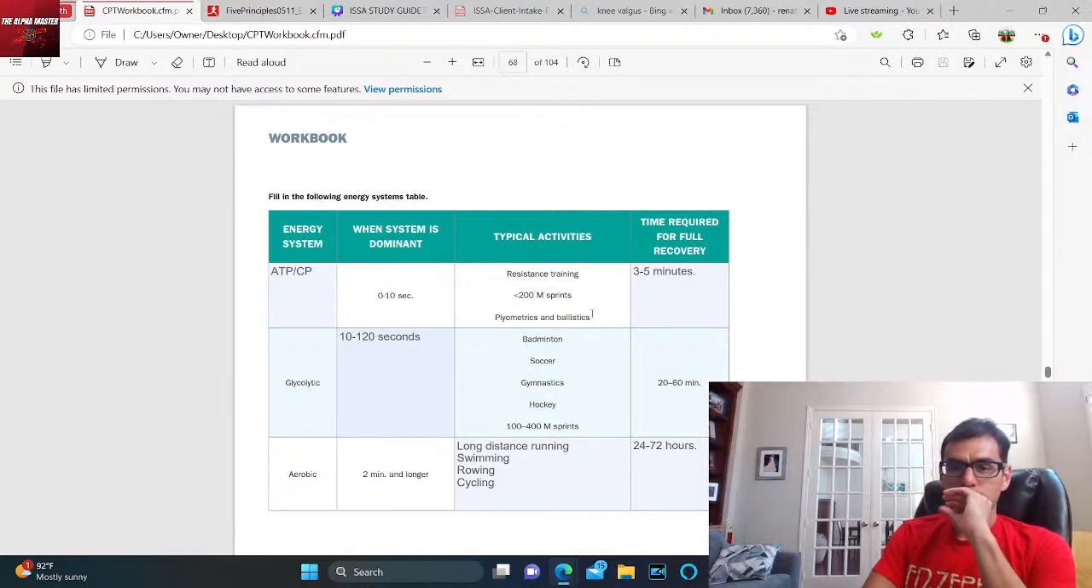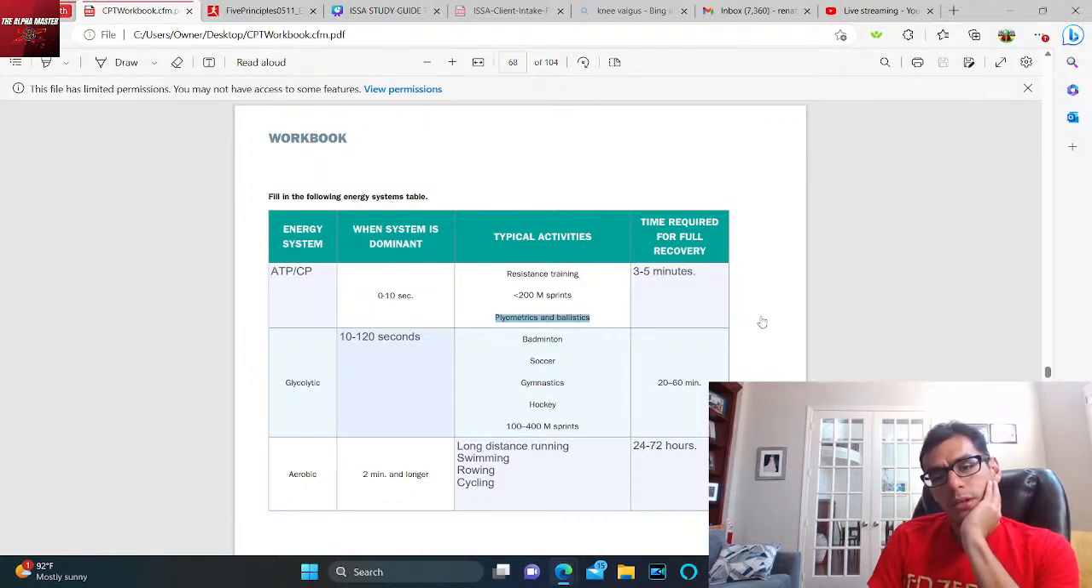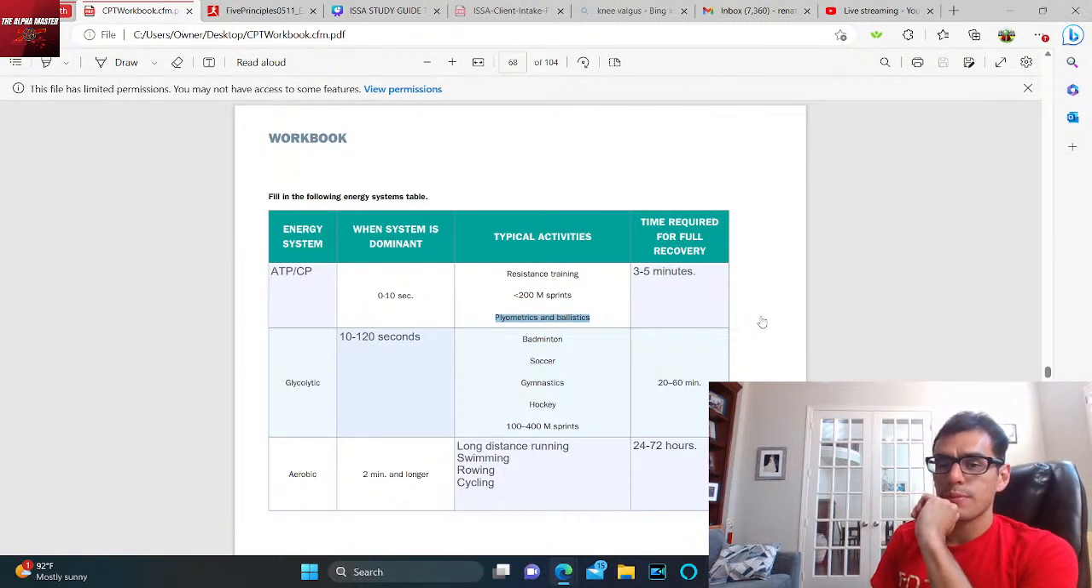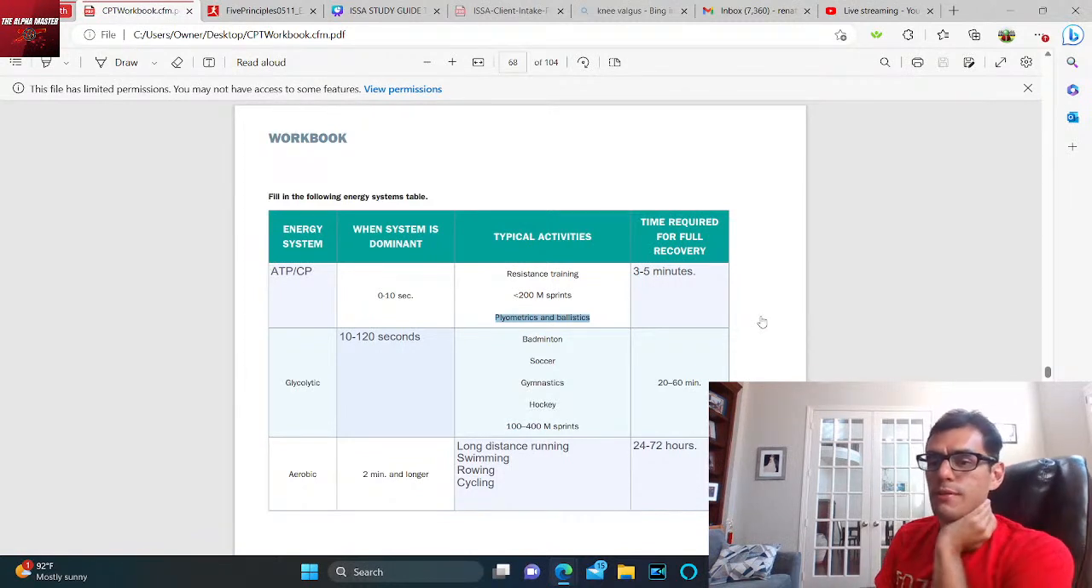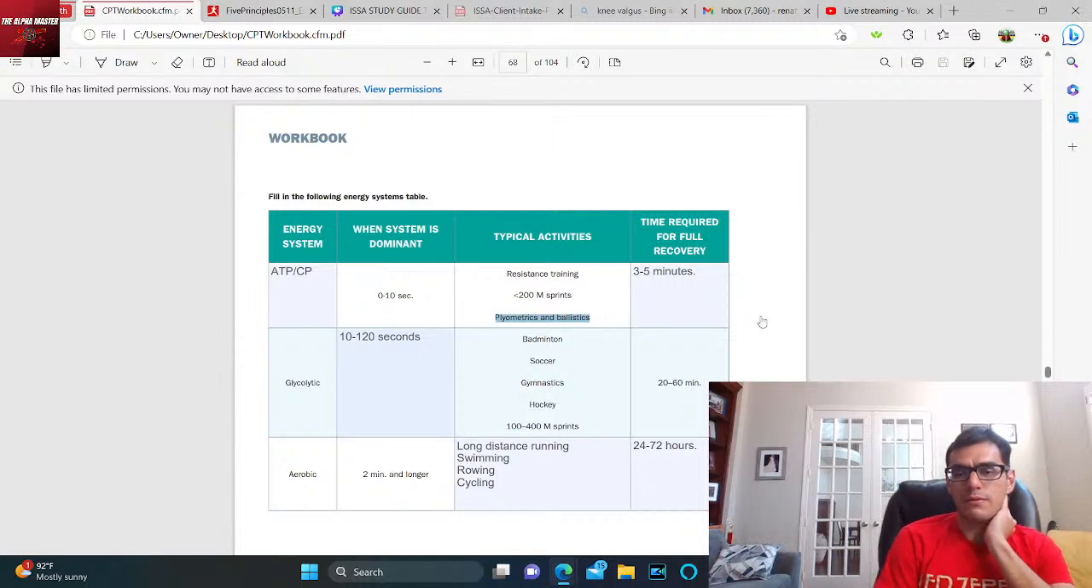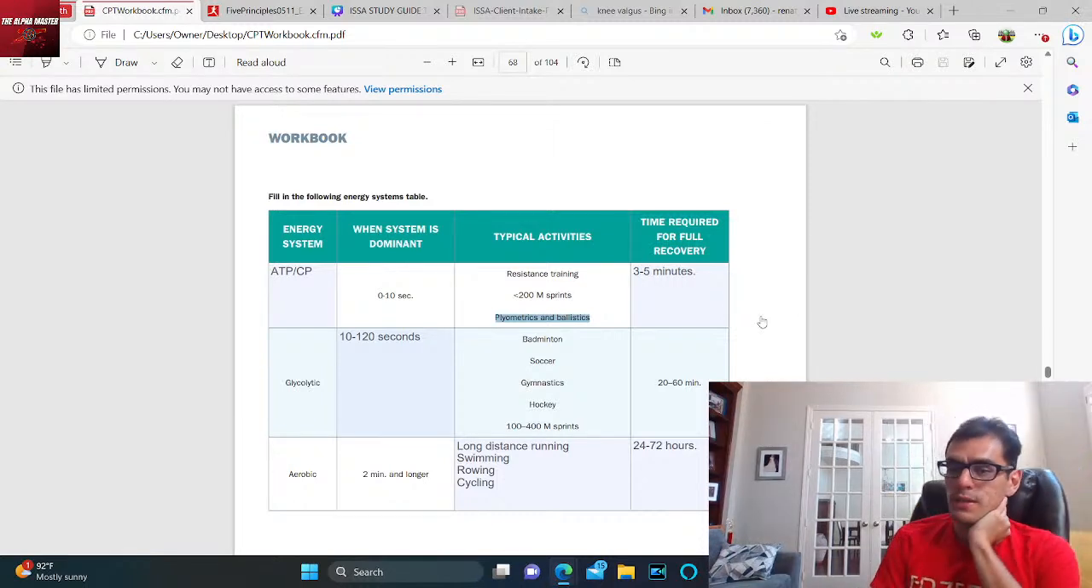ATP-CP: less than 200 meter sprints, plyometrics and ballistics, and 3 to 5 minutes is the time required for full recovery. Glycolytic is from 10 to 120 seconds, like badminton, soccer, gymnastics, hockey, and 100 to 400 meter sprints. The time required for full recovery is 20 to 60 minutes.